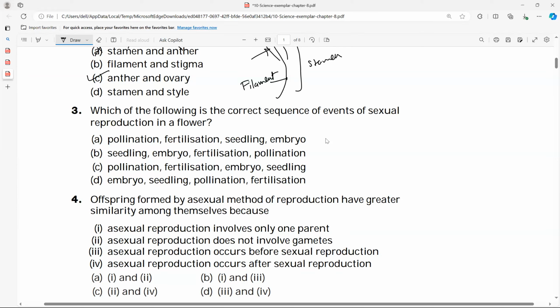Which of the following is the correct sequence of the events of sexual reproduction in flower? The correct sequence is first pollination, transfer of pollen grain, and then fertilization. Then seedling, then embryo? No, first the embryo is formed and then seedling. So this was incorrect. Then pollination, fertilization, embryo, and seedling. Yes, C is the correct option.